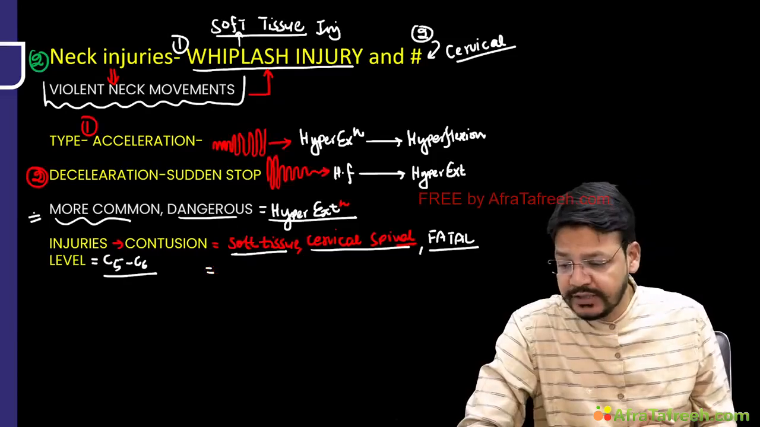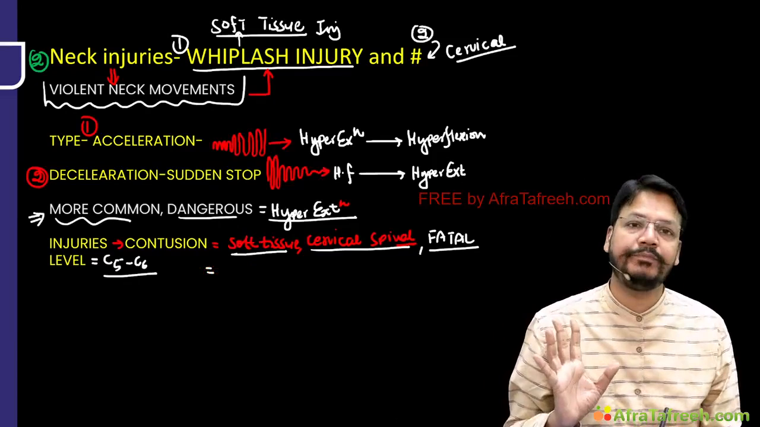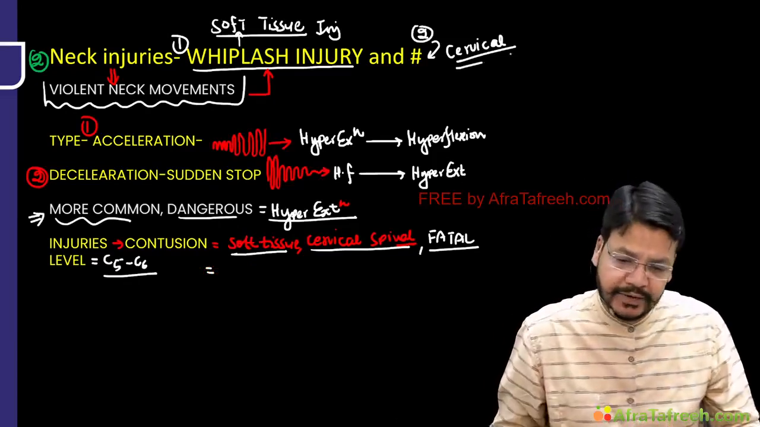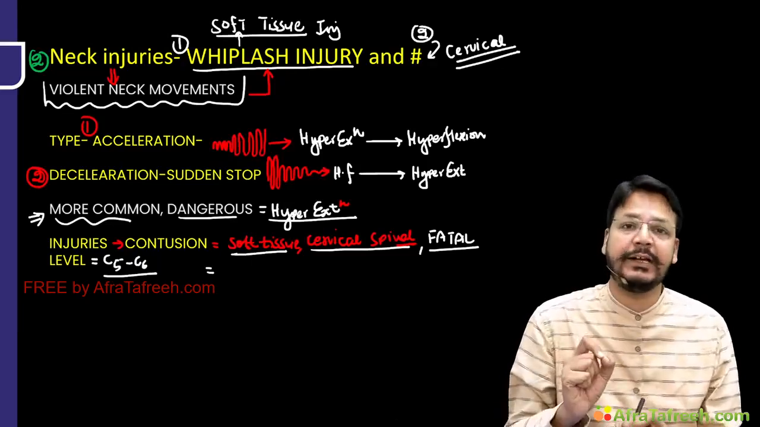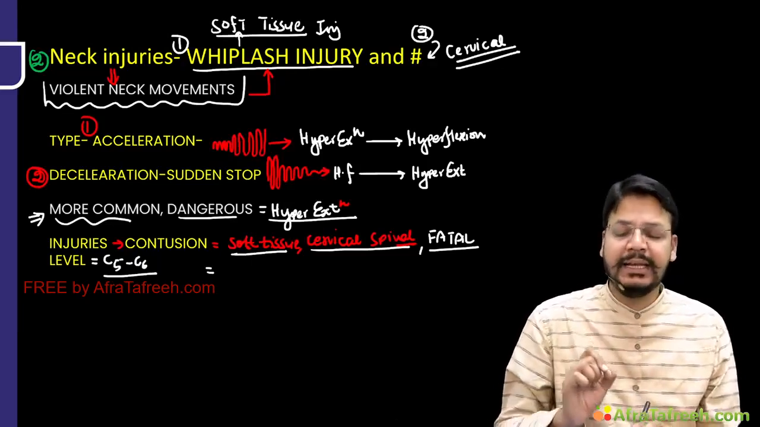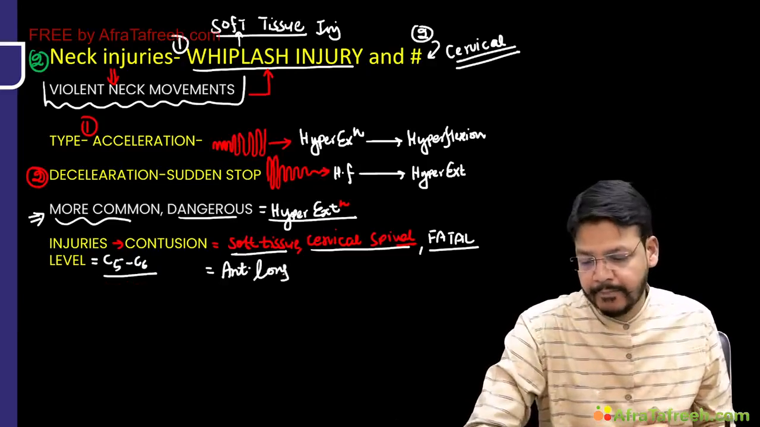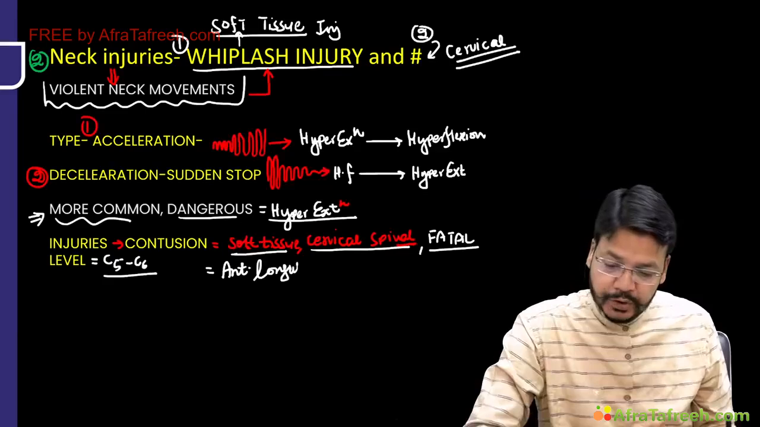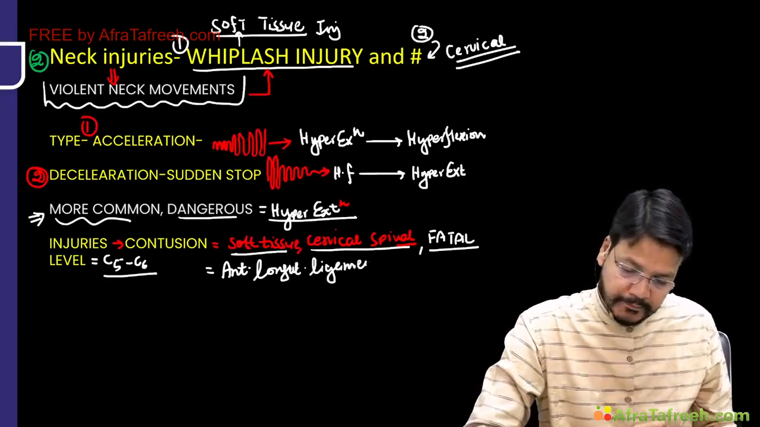And which is more dangerous or more common? The answer is hyperextension. This is more common. Neck injury can cause some cervical fracture also. That's a different thing. But whiplash injury, now, sir, what is the most common site? Most common site is anterior longitudinal ligament. That's very, very important.